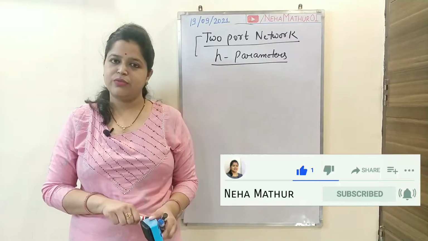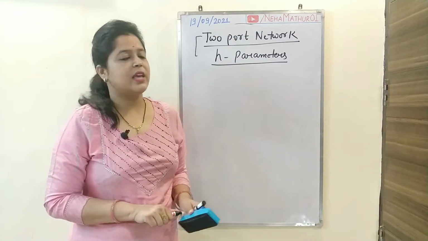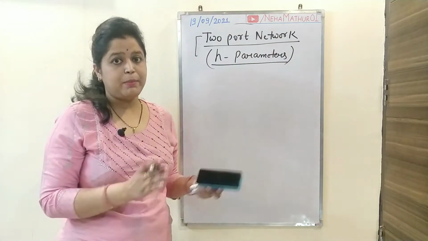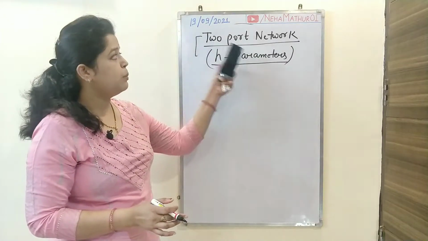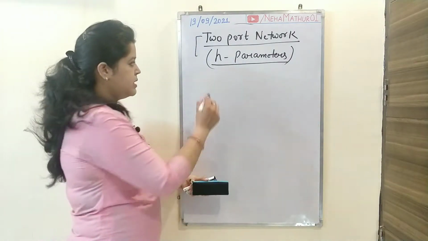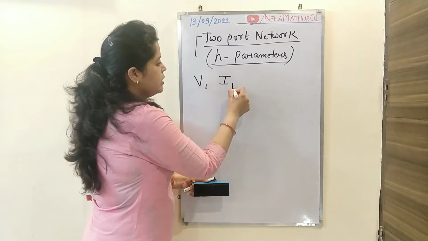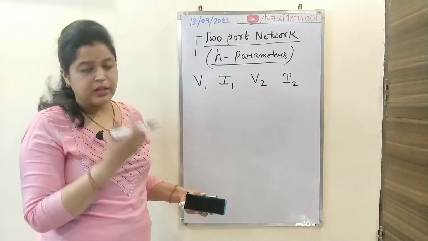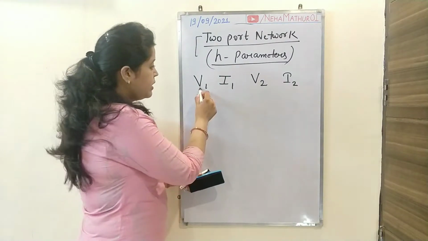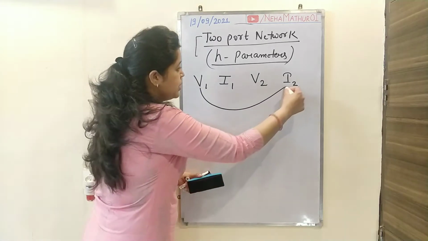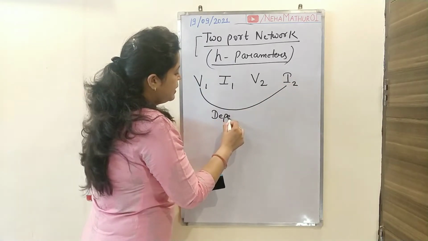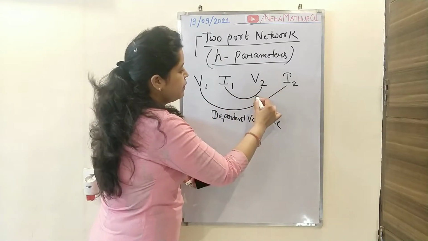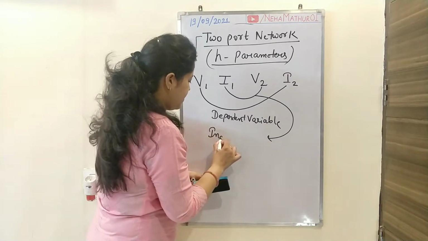Fine. So our today's topic is H parameters from two-port network. As I told you in my previous videos, for two-port networks we have four variables and they are V1, I1, V2 and I2. Now the important thing is that for H parameters V1 and I2 are going to be treated as dependent variables while I1 and V2 are treated as independent variables.